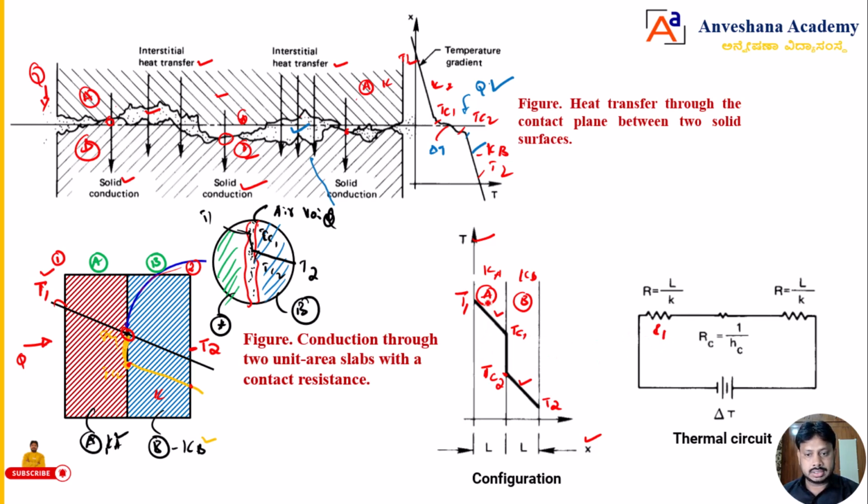When I contact these two materials, there is some more resistance due to the contact of these two materials. We get a small gap, and because of that small gap there is a resistance to the flow of heat. That resistance I will mark here as Rc, the resistance due to contact of the materials. So I will mark that here as Rc, dear students.